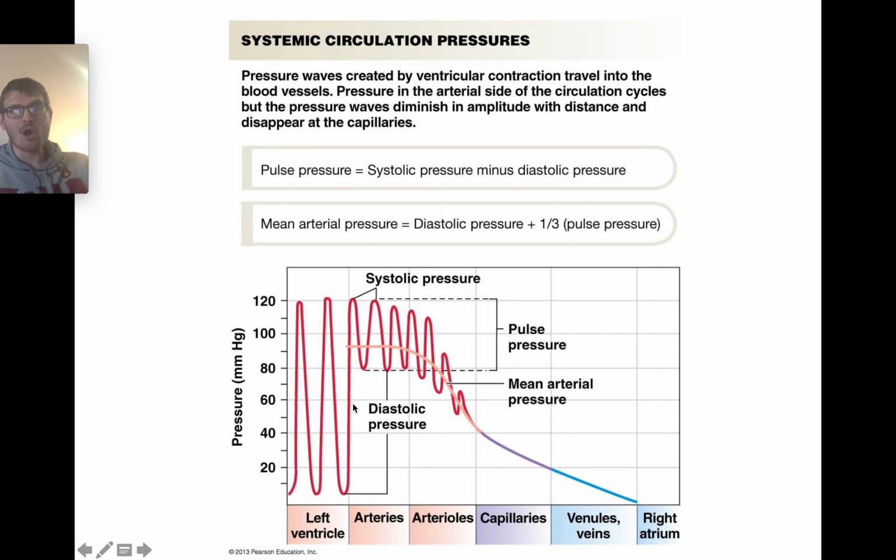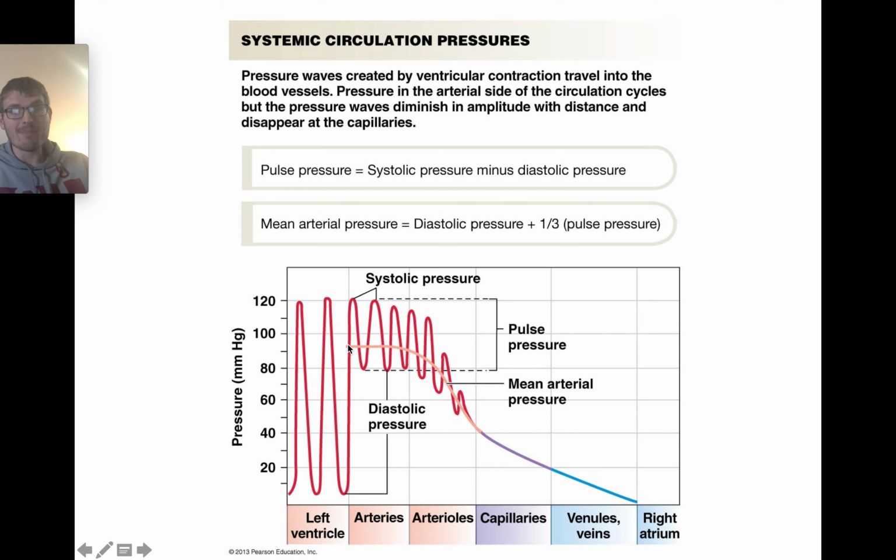Once we get out into the arteries, though, you can start to see we're going to start toggling back and forth between the systolic pressure, which here is indicated by 120, and the diastolic, which is 80. So we just keep toggling back and forth: systolic pressure when the ventricles are contracting, diastolic when they're relaxing.